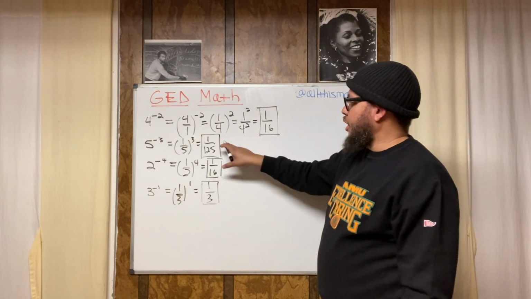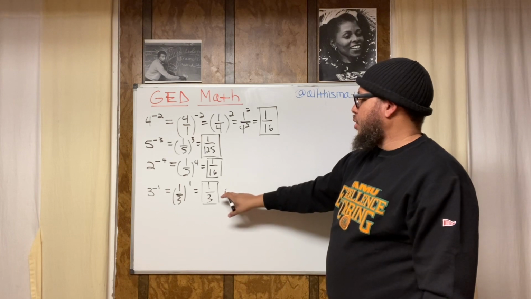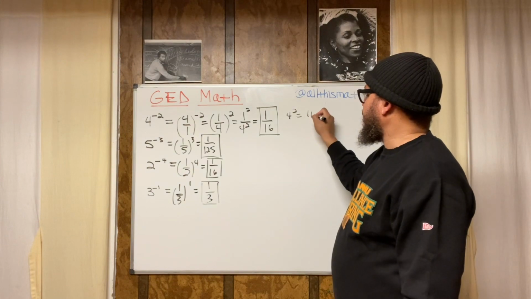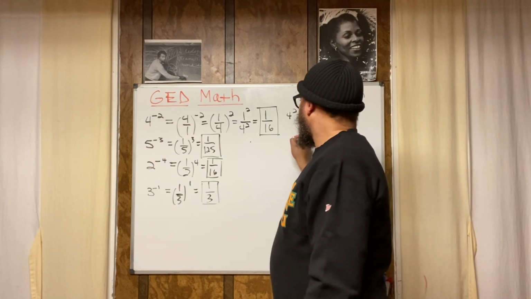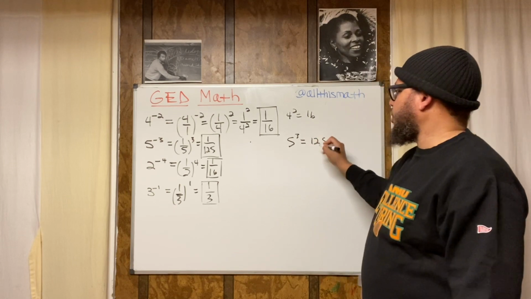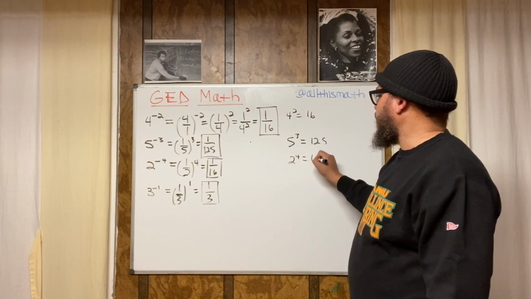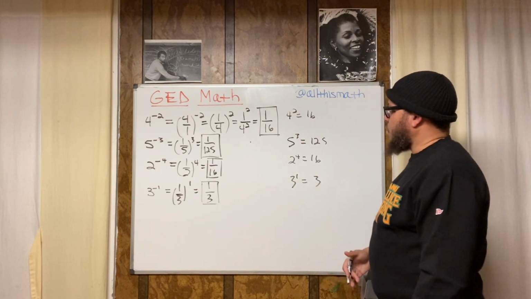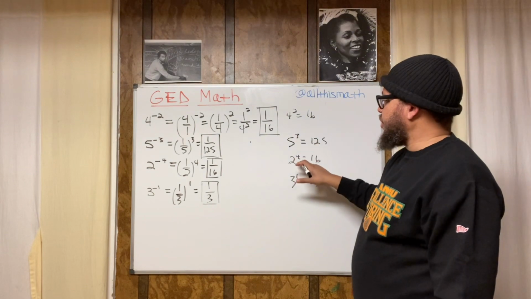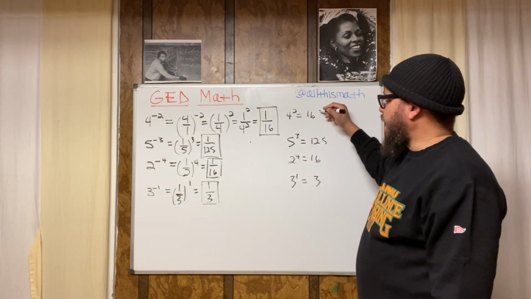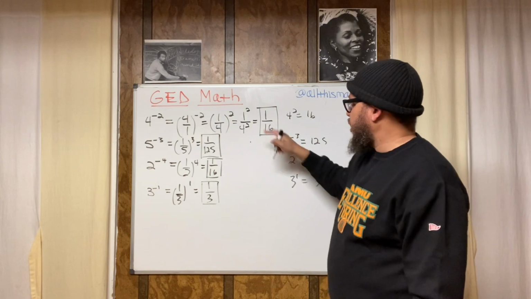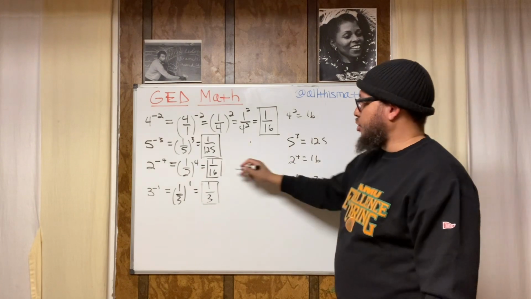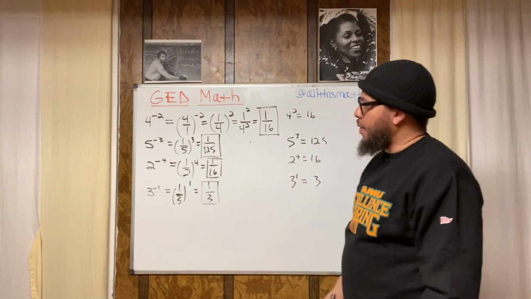All right. But look at these answers, though. 1/16, 1/125, 1/16 again, 1/3. Check this out. What's 4 to the positive 2 power? 16. What's 5 to the third power? 125. What's 2 to the fourth power? 16. What's 3 to the first power? 3. Notice how, if these exponents had been positive with the same bases, we'd have had the reciprocals of the answers that we got. 16 versus 1/16. 125 versus 1/125. 16 versus 1/16. 3 versus 1/3.